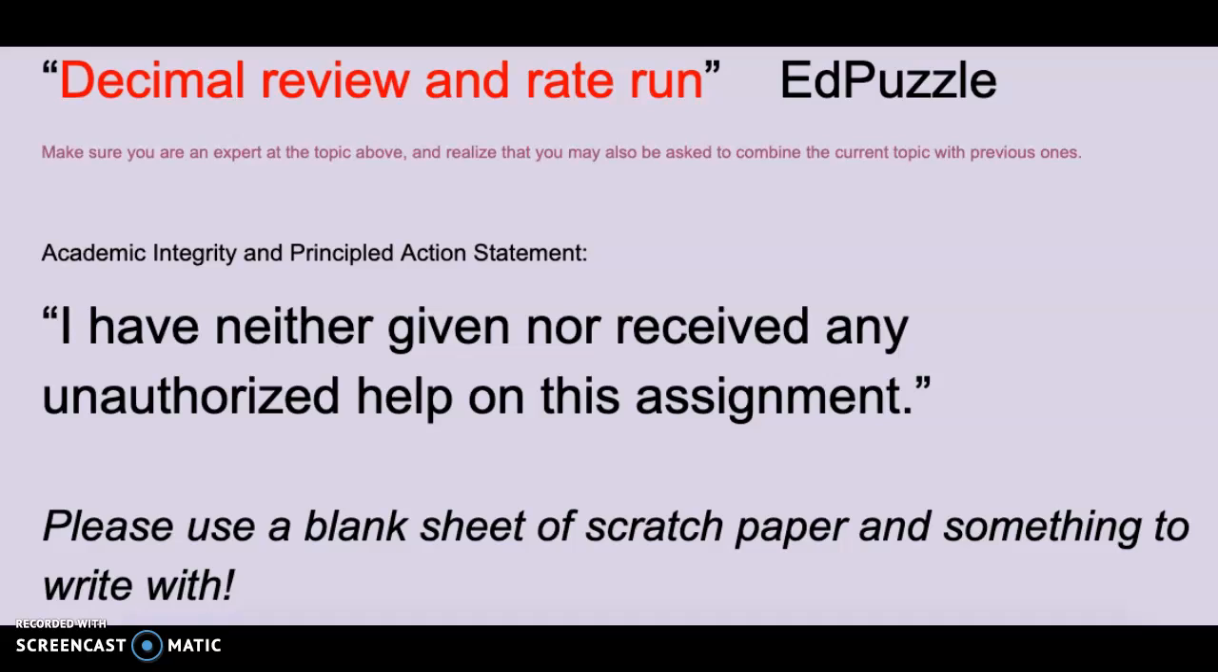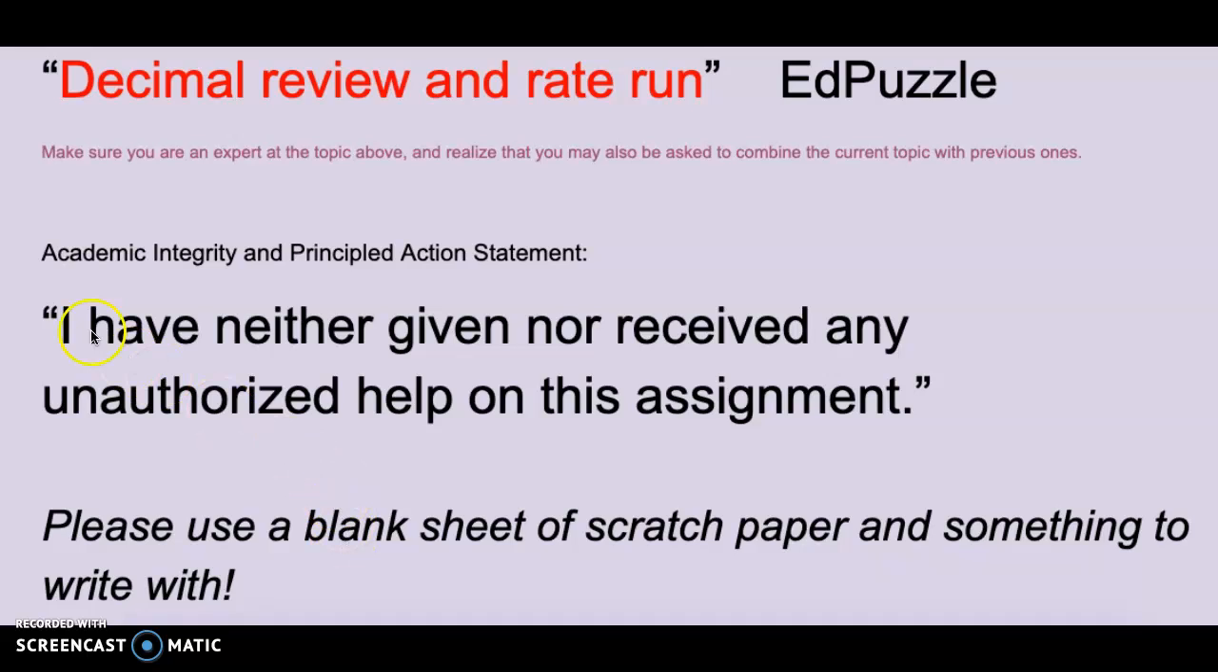Darlings, this is your decimal review and rate run Edpuzzle quiz. And of course, we will also be doing a couple of negatives in here as well. So make sure that you're not using your notes, you're not using any friends or family, and you're not using any kind of other tabs. You do need a blank sheet of scratch paper and something to write with, so have that handy.